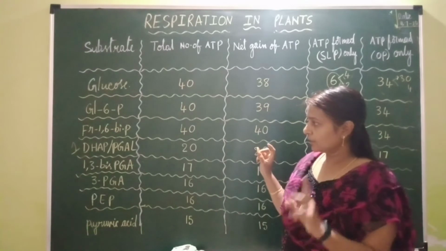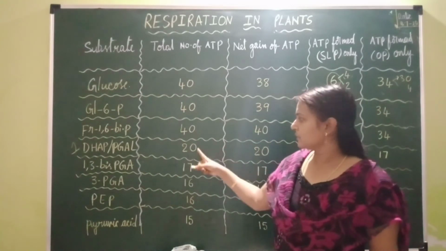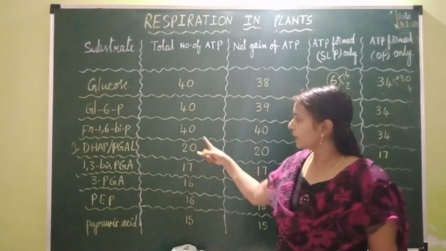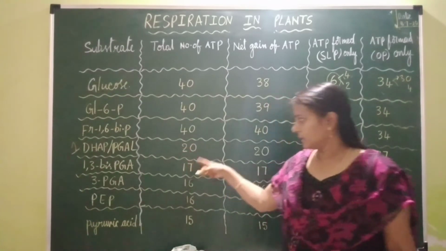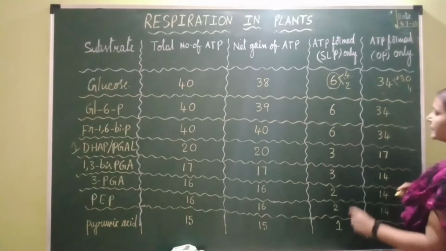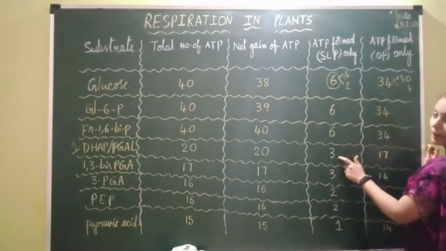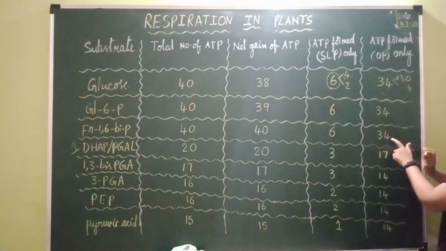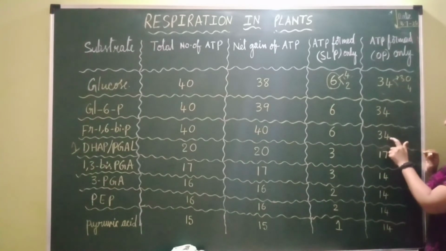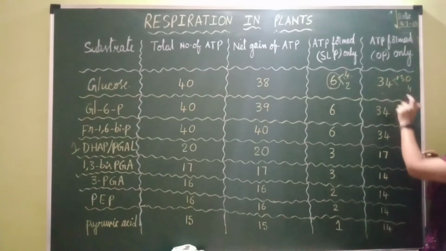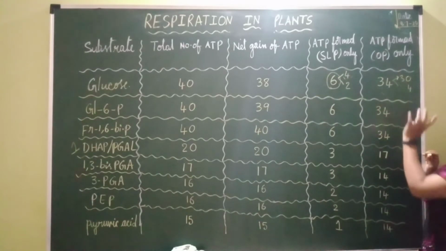So if we calculate for 2 molecules, we get 40. As we are calculating for 1 molecule, we get 20. How? Total number of ATP formed is 20. Through SLP, 3, half the number. And through oxidative phosphorylation also, 17, half the number of ATP formed during the oxidation of these substrates.